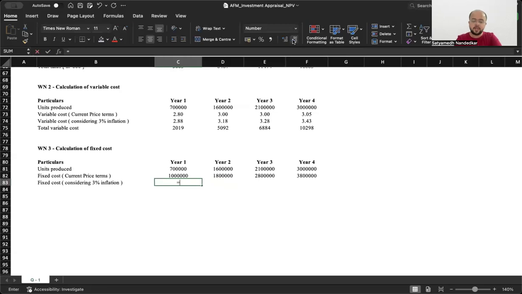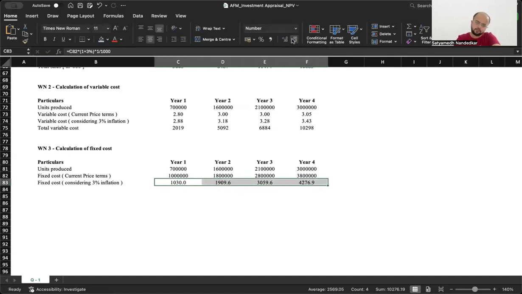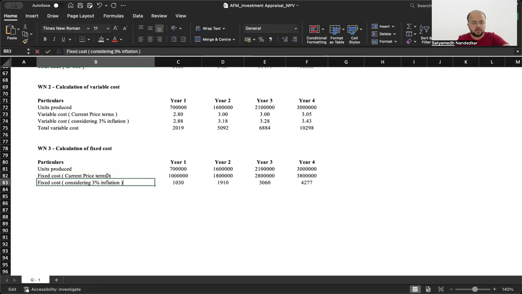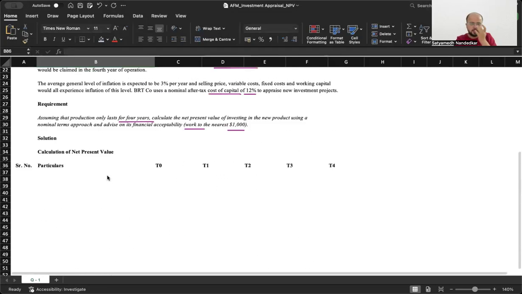This is fixed cost in current price terms. Now, this we multiply to incorporate the impact of inflation and express that in thousands. Raised to 2, raised to 3, and raised to 4. This is my fixed cost in thousands. Okay, so three things you have calculated.